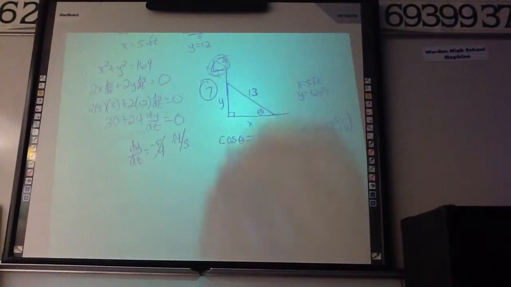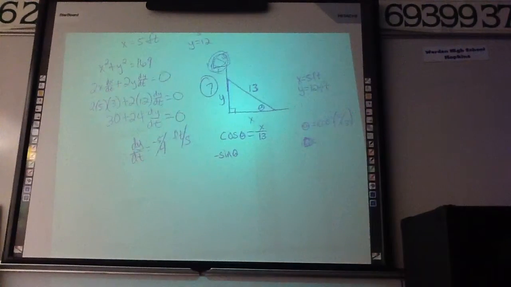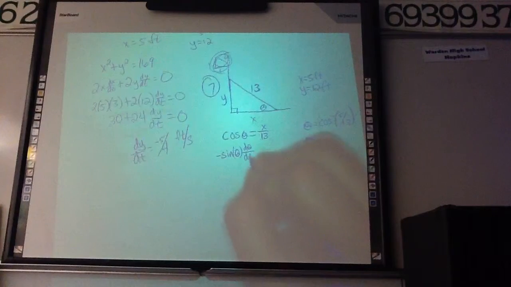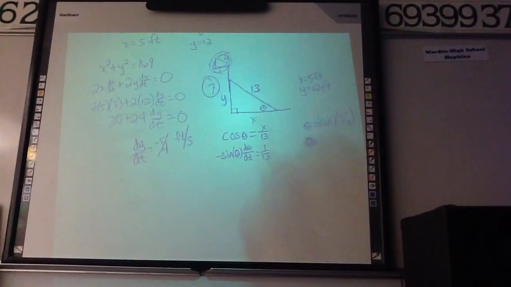So you would have the negative sine of theta d theta dt, right? When you do the derivative. Equals 1/13 x. What's the derivative of 1/13 x? 1/13. That makes sense.